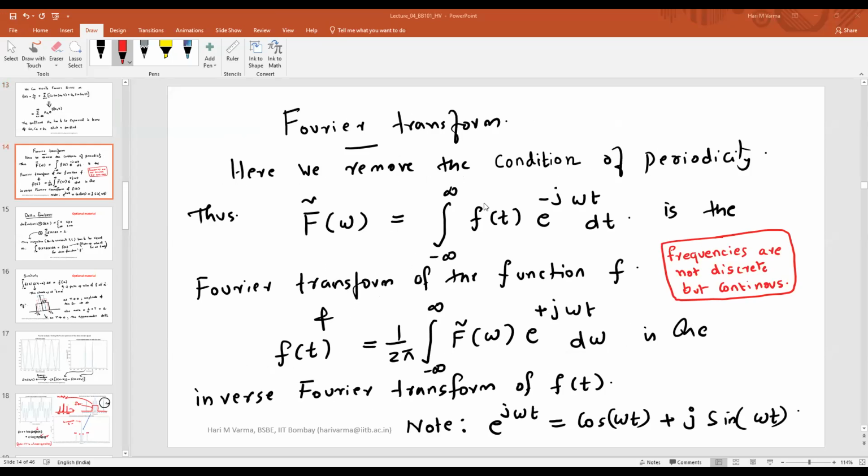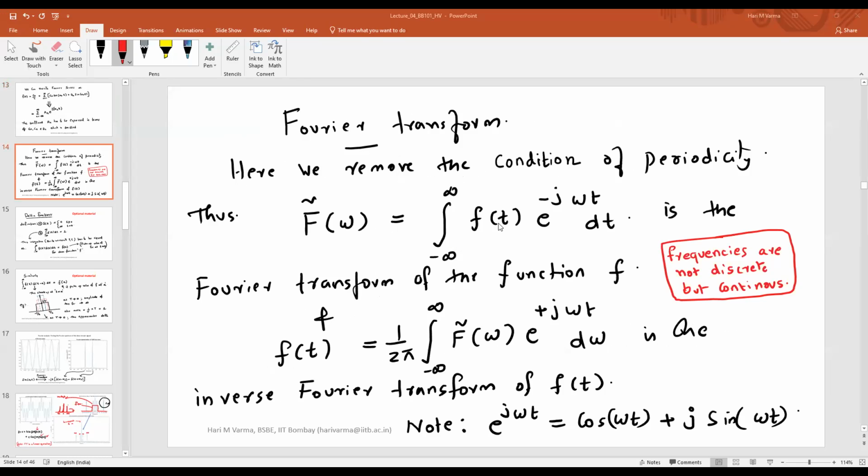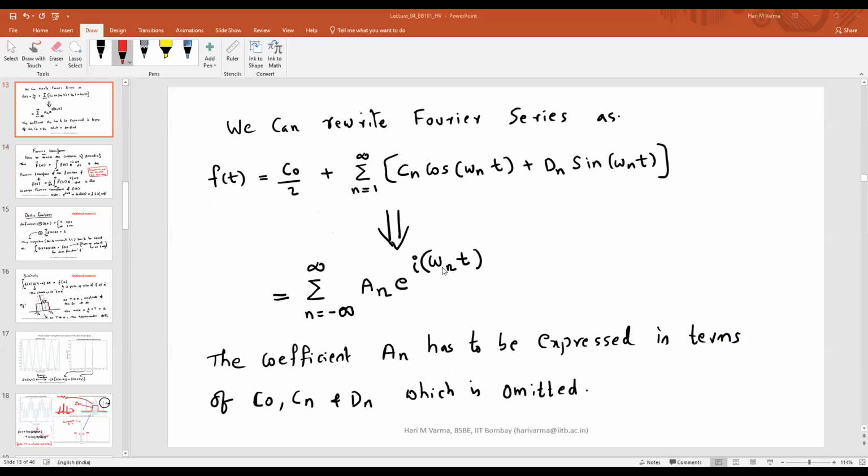And if the function is not periodic, then you can go for what are called the continuous transforms, or basically the Fourier transforms. So here, instead of the summation, it is replaced by an integral. If you look at the second thing, you can see that f of t is equal to 1 by 2 pi, the integral will come here, and then f tilde of omega are the coefficients like c n and d n. And then comes the complex exponential, like e raised to i omega t.